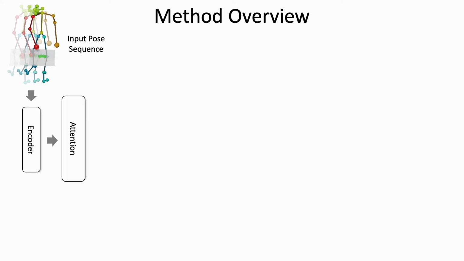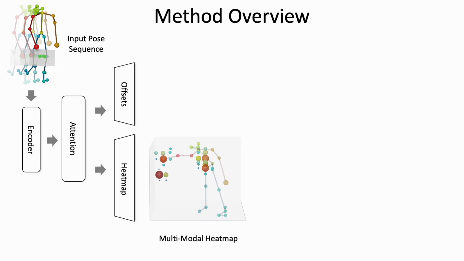Our model passes the input pose sequence observation through an encoder, attention module, and a 3D decoder to generate per-joint heat maps, as well as per-voxel joint offset vectors. Characteristic poses are multimodal in nature, as they can occur multiple seconds into the future. We encode this per-joint multimodal distribution explicitly in our 3D heat maps. However, since predictions in grid space are tied to the underlying grid resolution, we simultaneously predict per-voxel offsets.